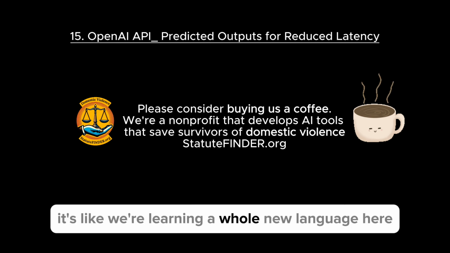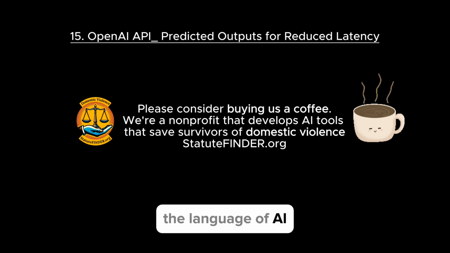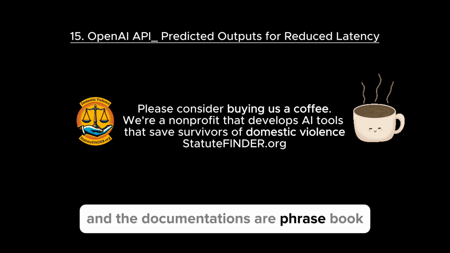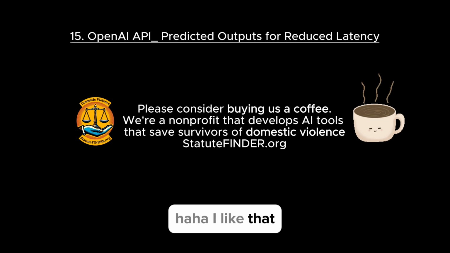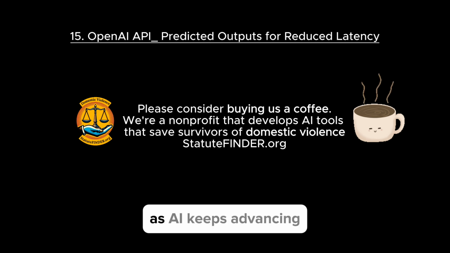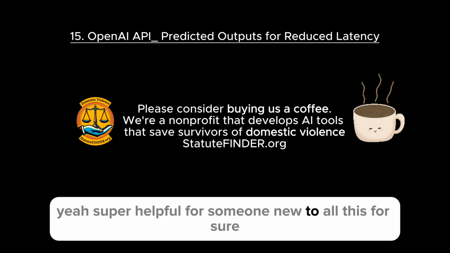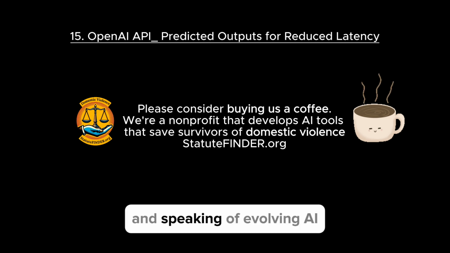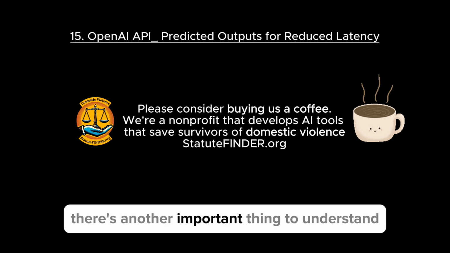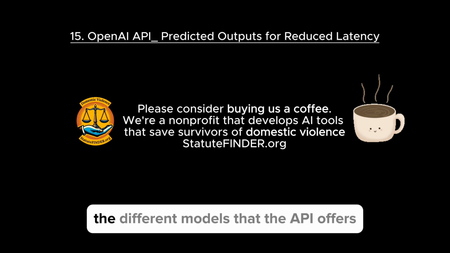It's like we're learning a whole new language here, the language of AI. And the documentation's our phrase book. I like that. And it's constantly being updated, too, as AI keeps advancing. So it's like a living document, always evolving. Super helpful for someone new to all this. For sure. And speaking of evolving AI, there's another important thing to understand: the different models that the API offers.